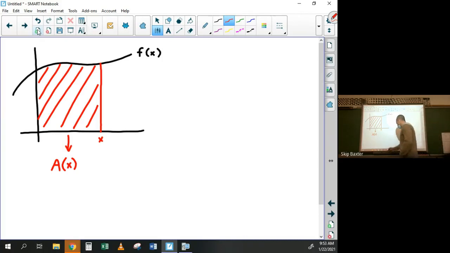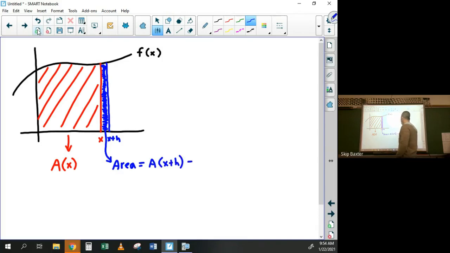Well, suppose I have another little sliver of area right here, and this x value right here is x plus a little bit, x plus h. Then if I wanted to calculate this area right here, it would really just be A of x plus h minus A of x. Don't you think? So this area right here is equal to A of x plus h minus A of x.